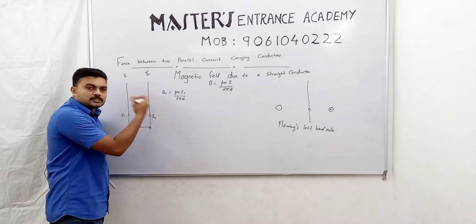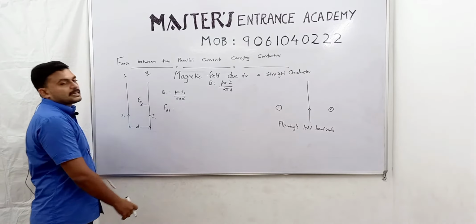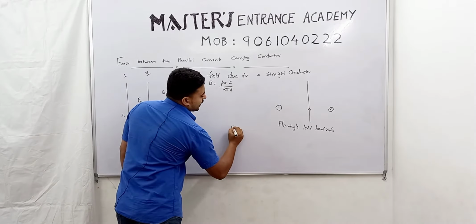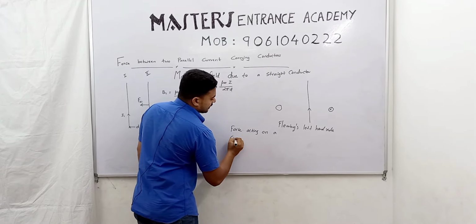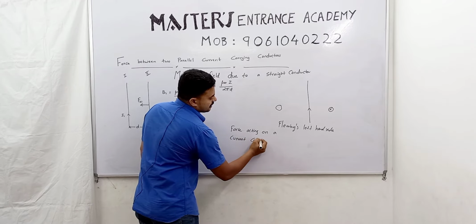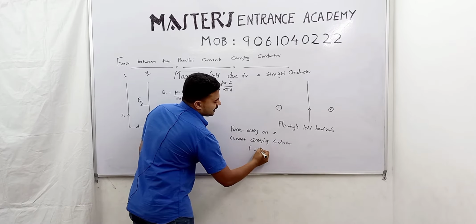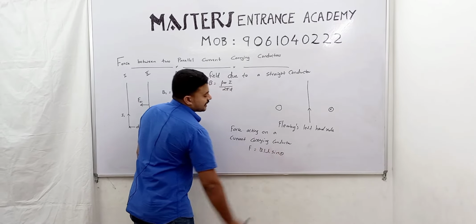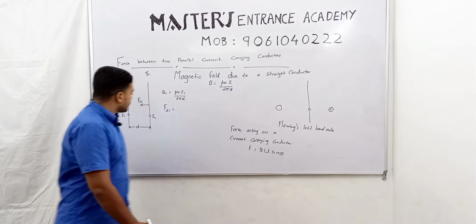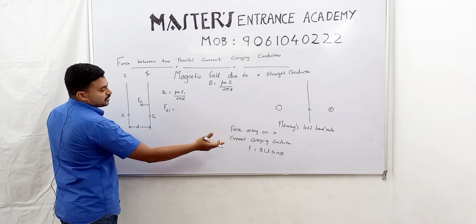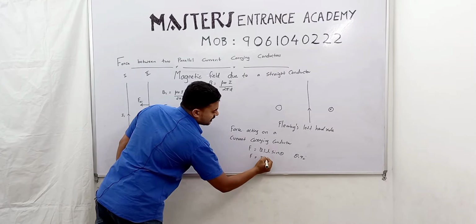So we have to find the magnitude of the force. We know the force acting on a current carrying conductor is given by F is equal to BIL sin theta, where theta is the angle between the magnetic field and current. Here the magnetic field and current are perpendicular, so theta is 90, sin 90 is 1, so F is equal to BIL.